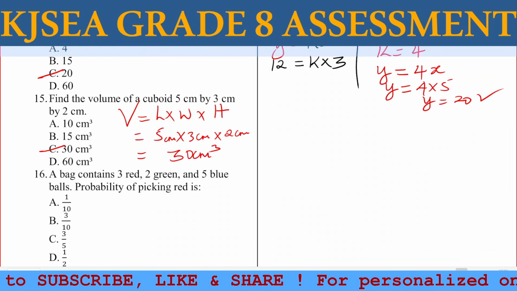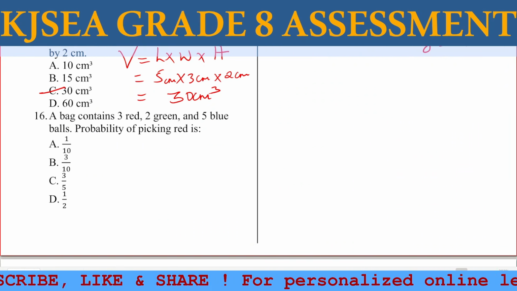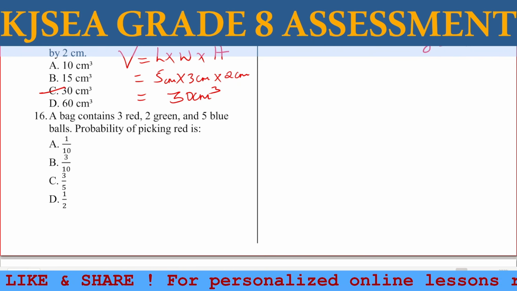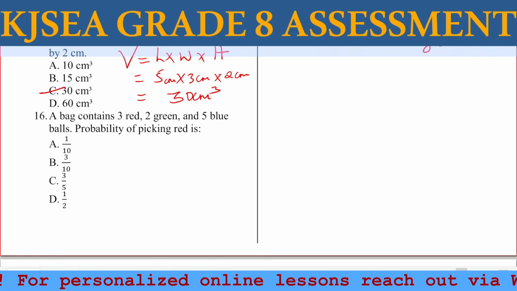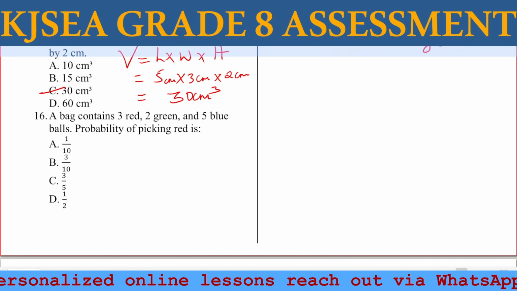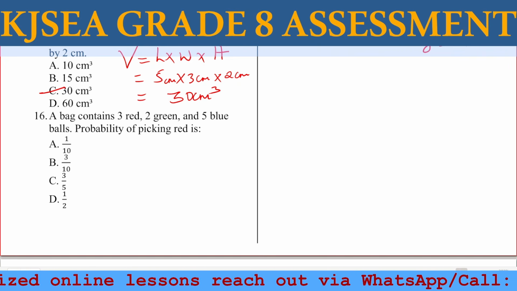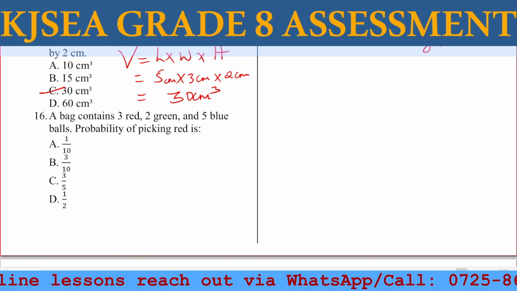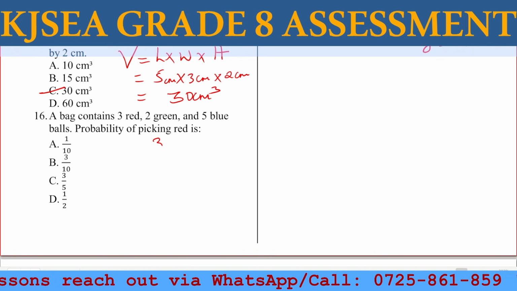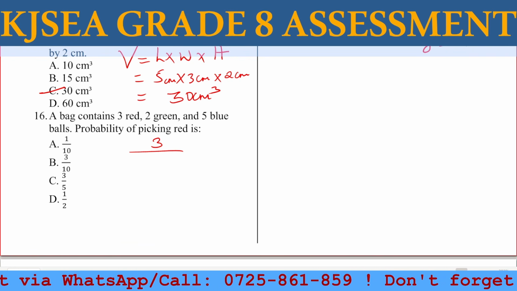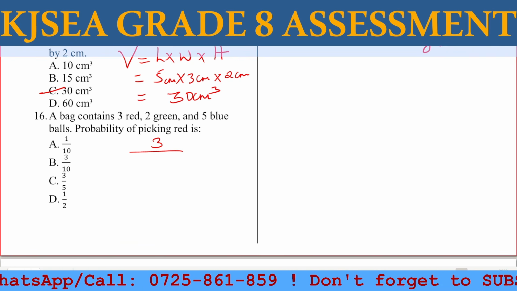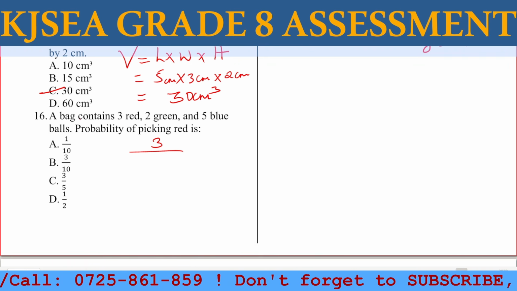Question 16. A bag contains 3 red, 2 green, and 5 blue balls. Probability of picking red is? So red. So how do you get the probability? You take reds. How many reds are there? There are 3. Then to get the probability, we have to divide by the total outcomes. That is all the balls.